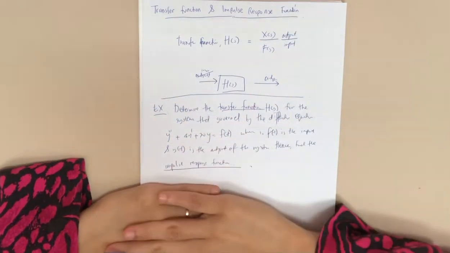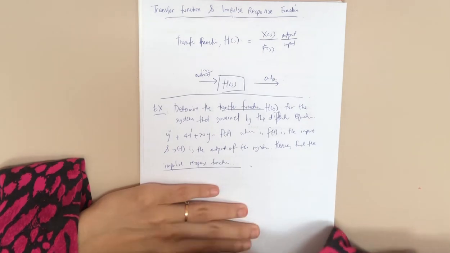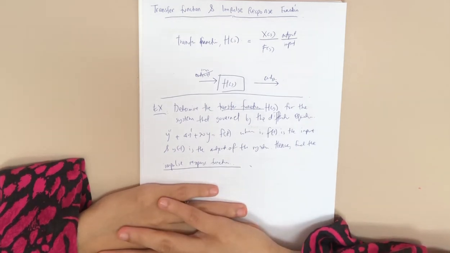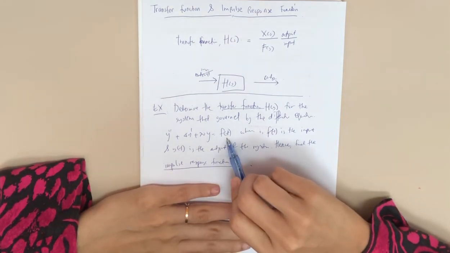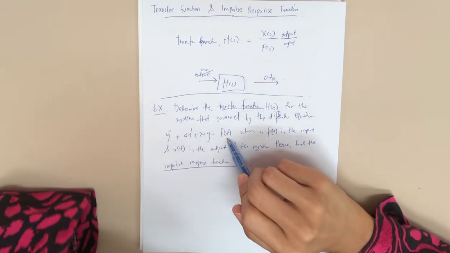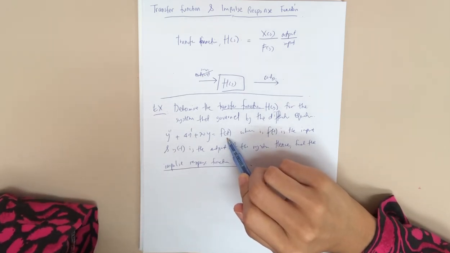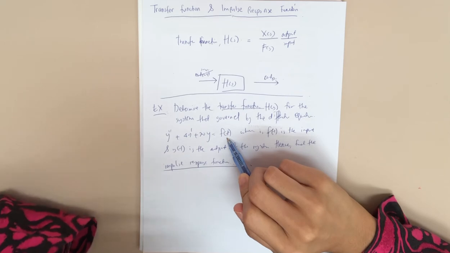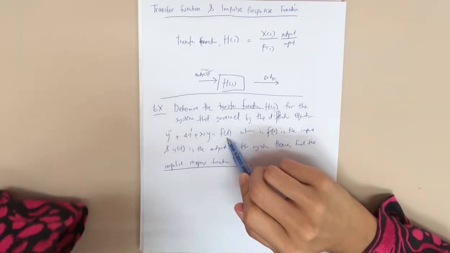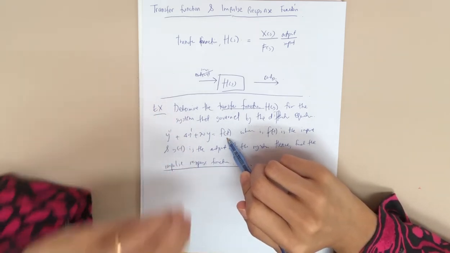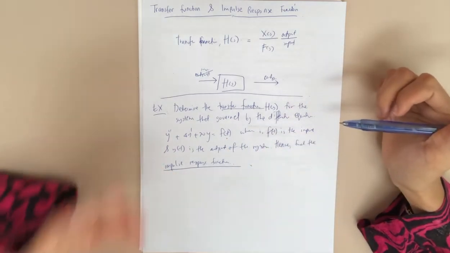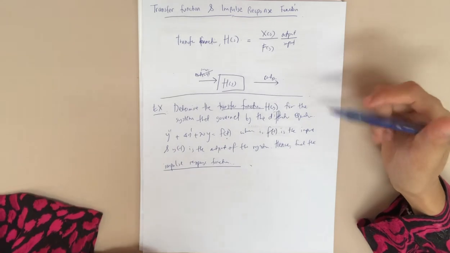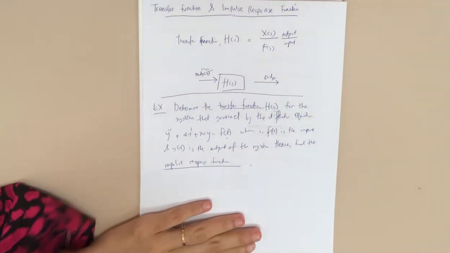Okay, we go back to the question now. Determine the transfer function H(s) for the system that is governed by the differential equation y double prime plus 4y prime plus 20y equal to f(t). It doesn't state any function like t squared, exponent, or sine, it's just f(t) here, where f(t) is the input and y(t) is the output of the system. Hence, find the impulse response function.